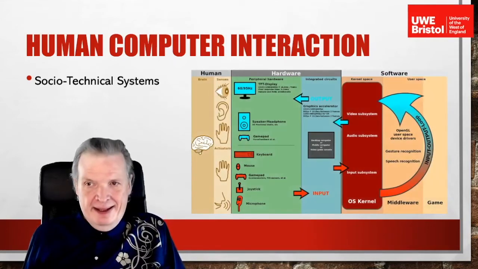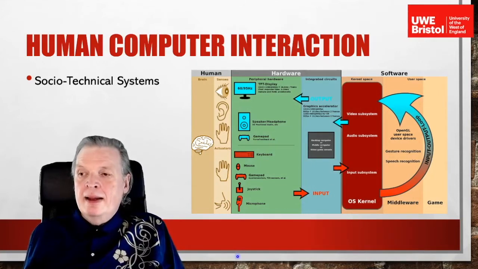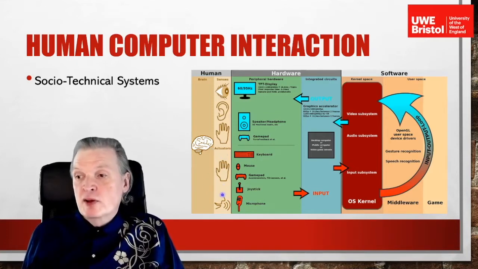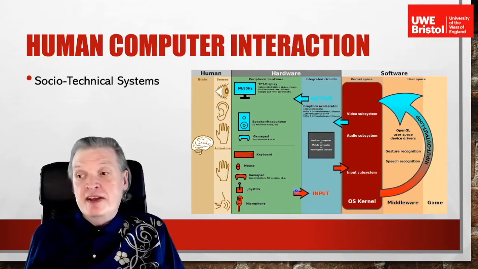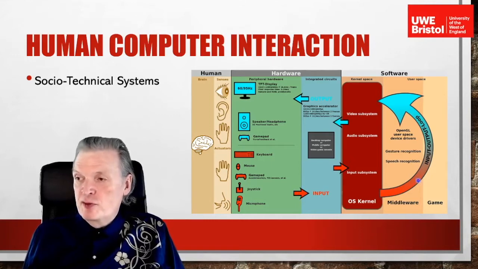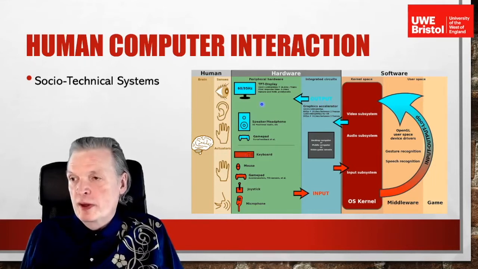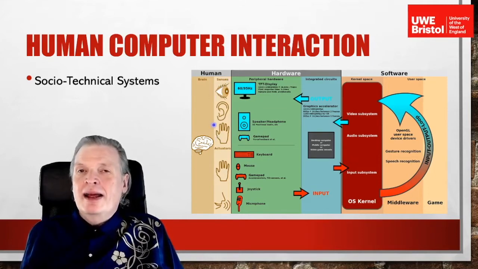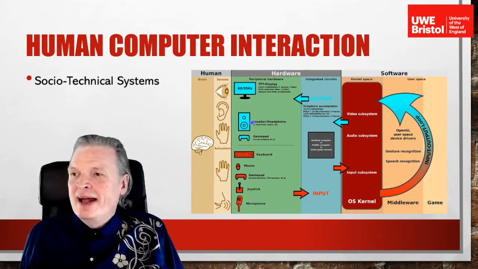Supposing you're playing a game. We could represent that game with this sort of diagram. You interact with the game using your actuators, your hands, maybe your voice. What you do is manipulate various bits of hardware, and that generates input into the machine, and that processes the game logic. The machine generates output, which drives a different set of hardware, and you interact with that via your senses. Now, HCI is all about this interface here between the human and the hardware.